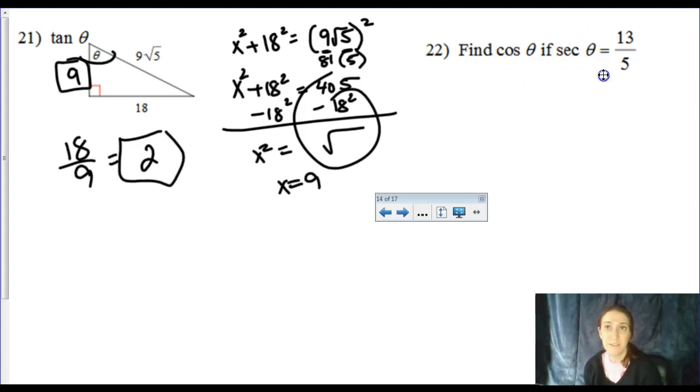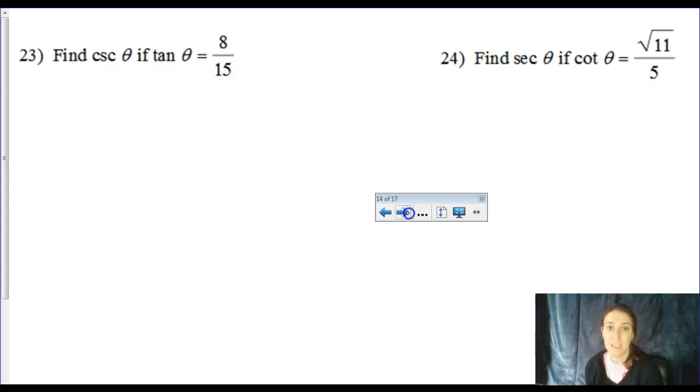So this is actually a really easy question. Find the cosine if the secant is 13 over 5. Well, aren't these just reciprocals of each other? So the secant's 13 over 5, so the cosine would be 5 over 13. Boom. I've seen a lot of those type questions on the ACT test, and the ones coming up here where you have to do a little bit of work.